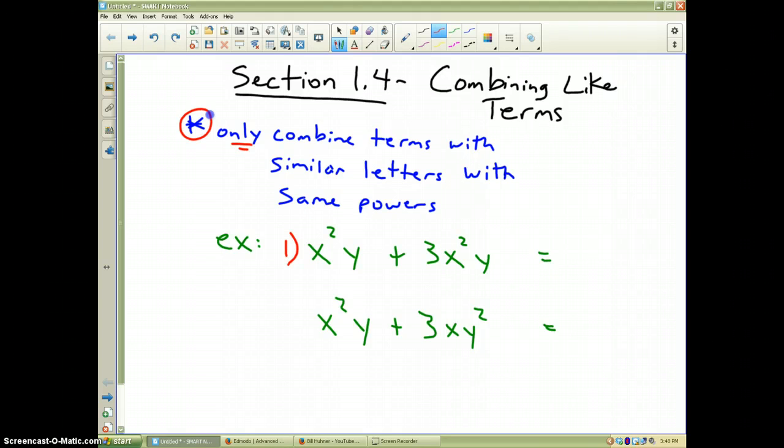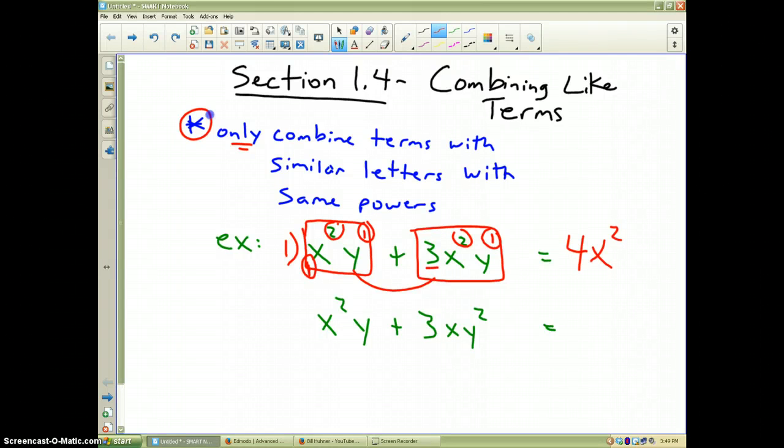Example number 1. Here is one term, x squared y. Here's the second term, 3x squared y. You notice the power of x is the same in both, and the power of y, which is a 1, is the same in both. Both terms have the same letters and the same powers. I can combine them together and add the coefficients. So 1, which is right here, plus 3 makes 4 x squared y's. I combine my like terms.